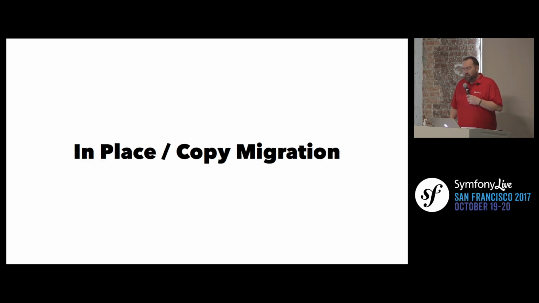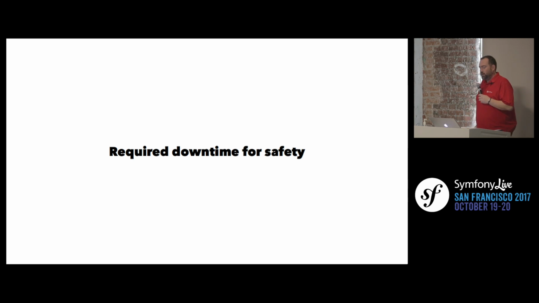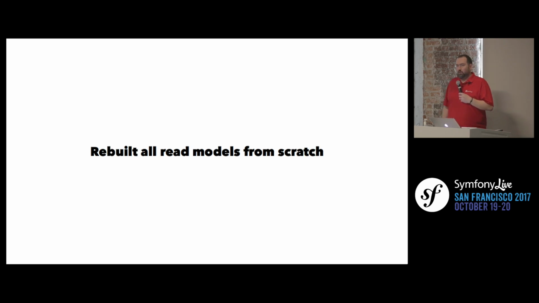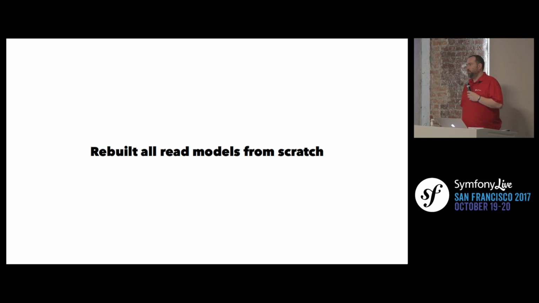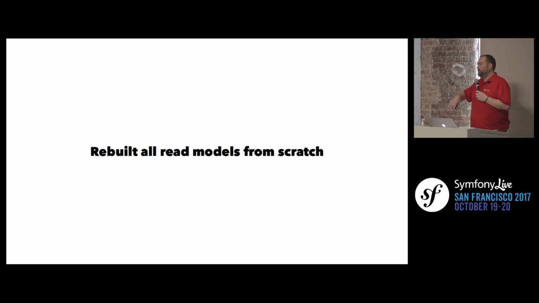What we ended up doing was sort of an in-place copy migration. We would read through the event stream, clear the old event stream, and then replay everything into the original data store. So that was kind of a hybrid approach. Our hybrid approach required downtime in order for it to be safe. What it did afterwards was rebuild all the read models from scratch. So originally, the only way that we could rebuild all our read models was to completely rebuild the event stream with no migration.